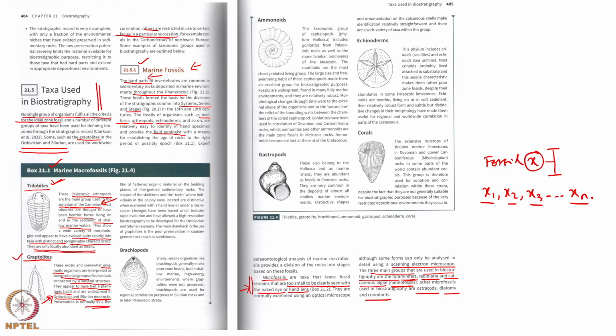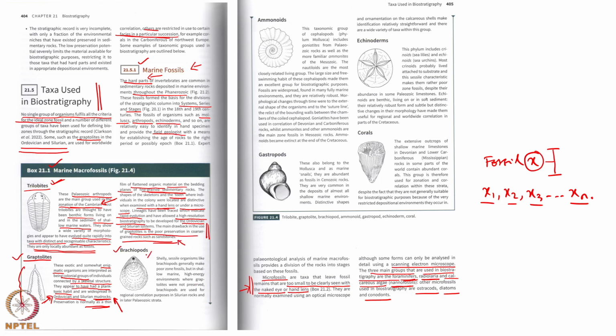They preserve normally as a thin film or flattened organic material into the bedding plane of fine grained sedimentary rocks such as the mudstones, shales. And if you look at this figure, it has a teeth like appearance. They can be examined with hand lens. Sometimes they are visible and sometimes under an optical microscope. They also underwent very rapid evolution, and that has allowed a high resolution biostratigraphy in the Ordovician and Silurian system. The problem is that their preservation potential is poor in coarser grained rocks such as the sandstones, and in conglomerates it becomes literally impossible.